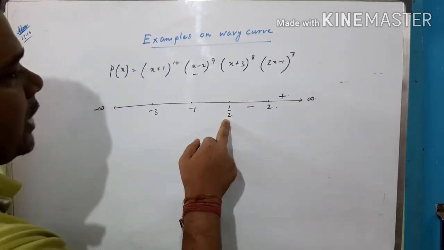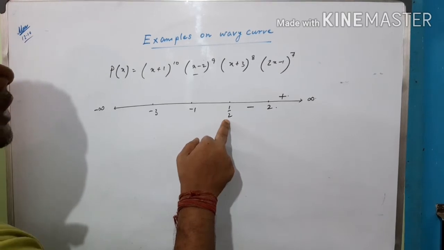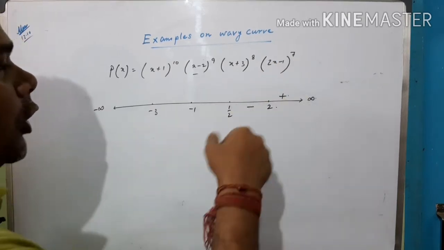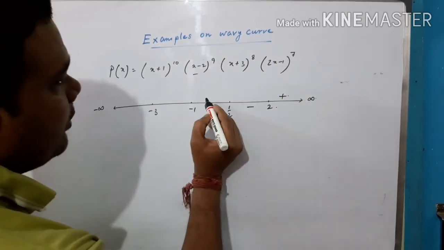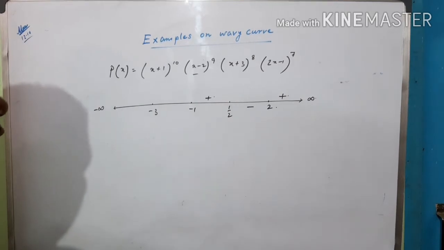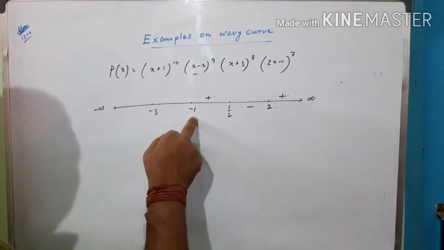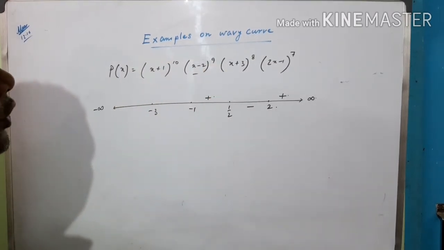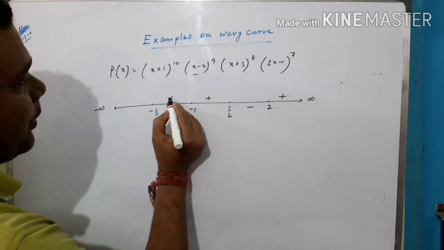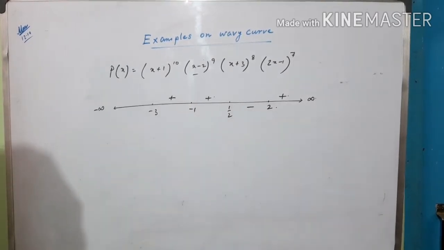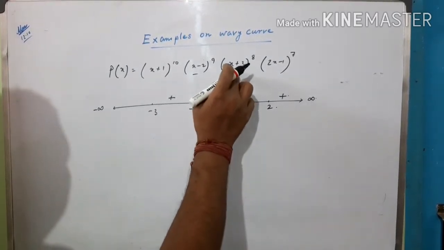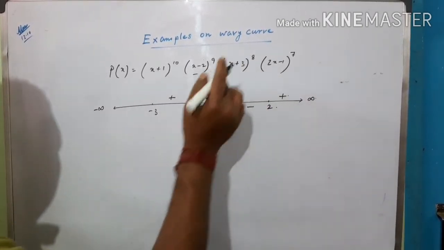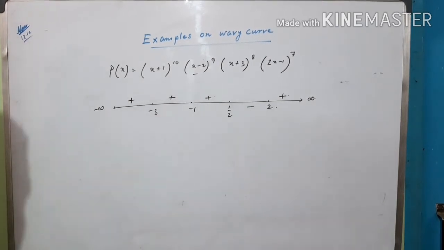Then again you come to the adjacent interval. Who is separating the interval? Half. Half is coming from this factor and the power is odd. Odd means again change. Minus will be plus. Now see that who is separating? Minus 1. Minus 1 is coming from x plus 1 whose power is even, and even means no change. Plus will remain plus. Then who is separating? Minus 3. Minus 3 is coming from this factor. So this one is again even power. So plus will remain plus.